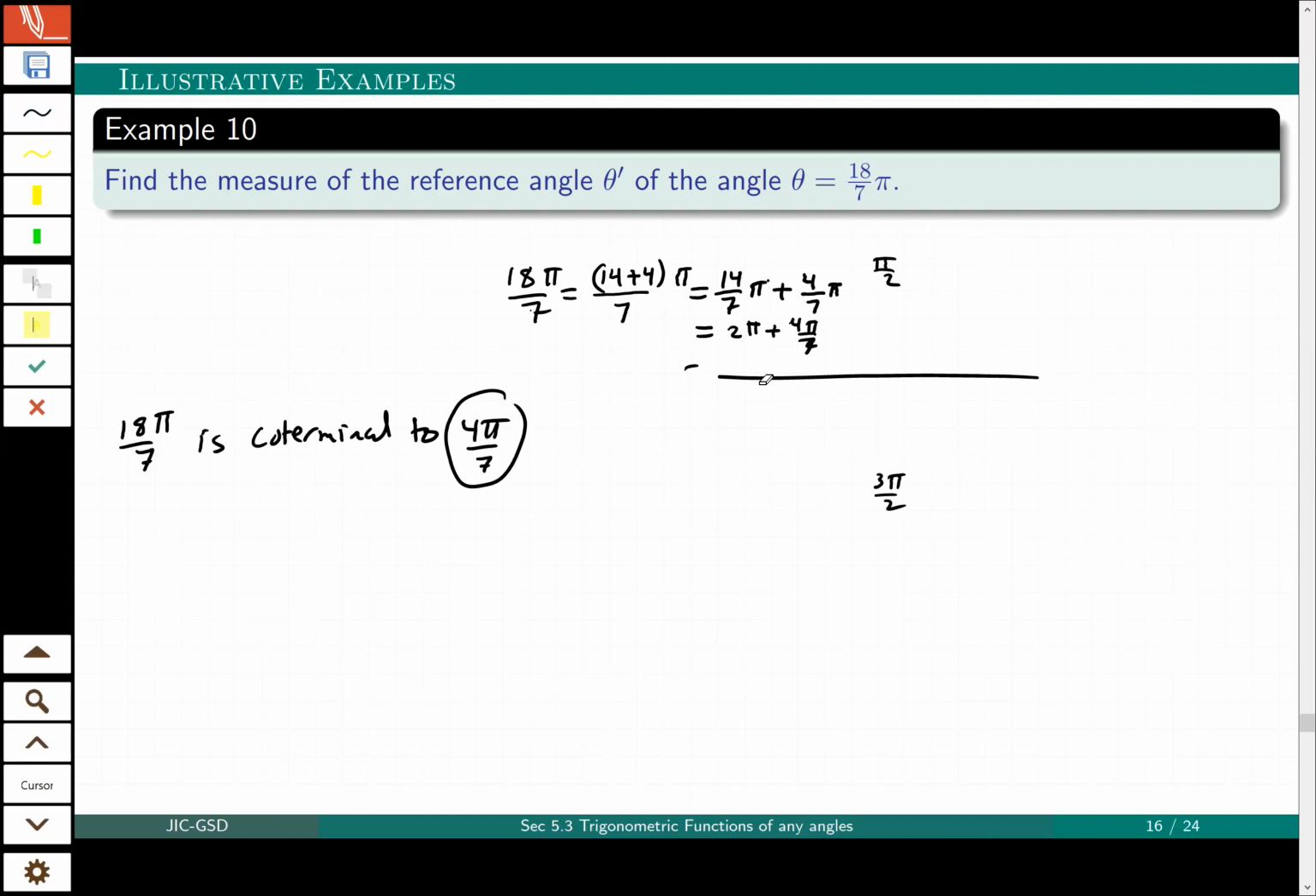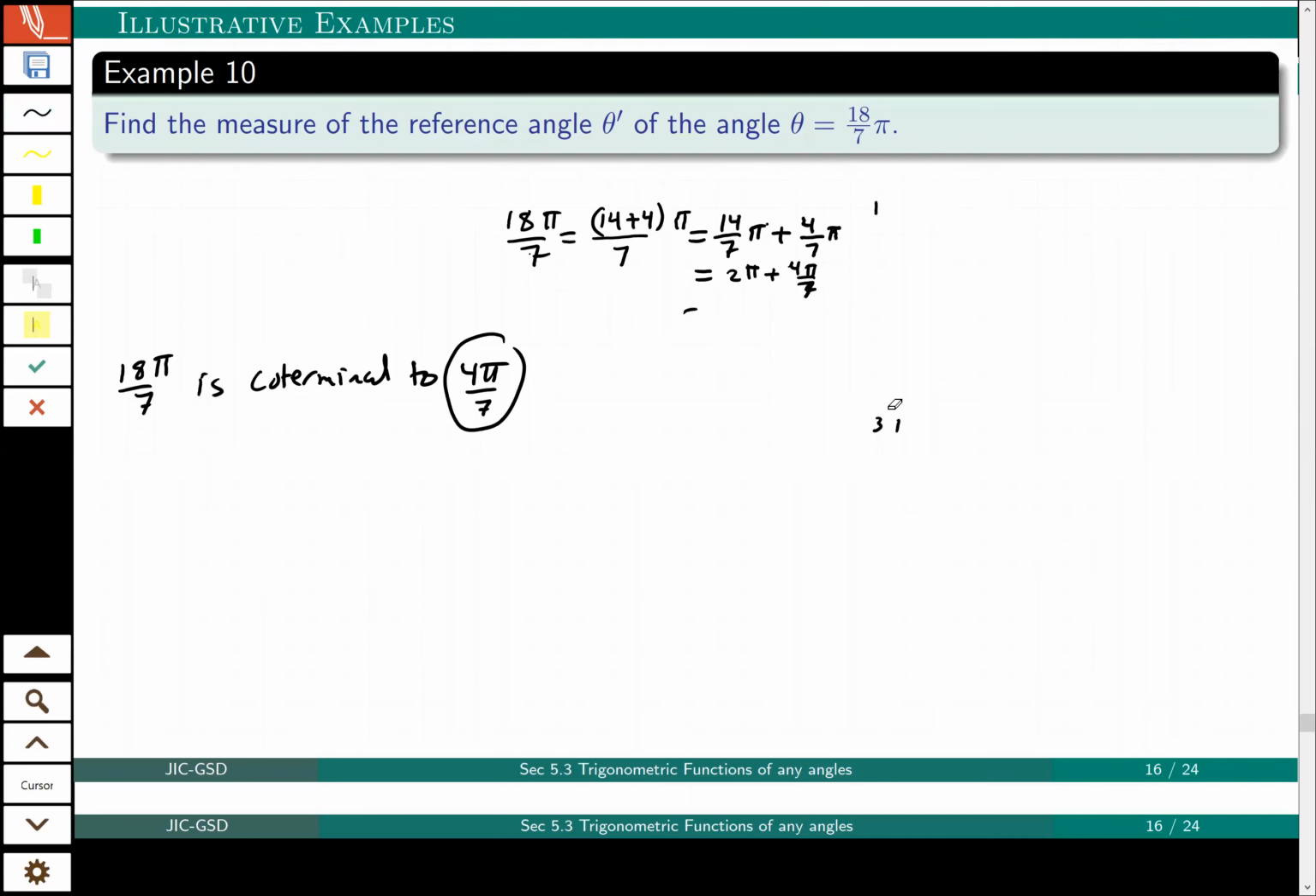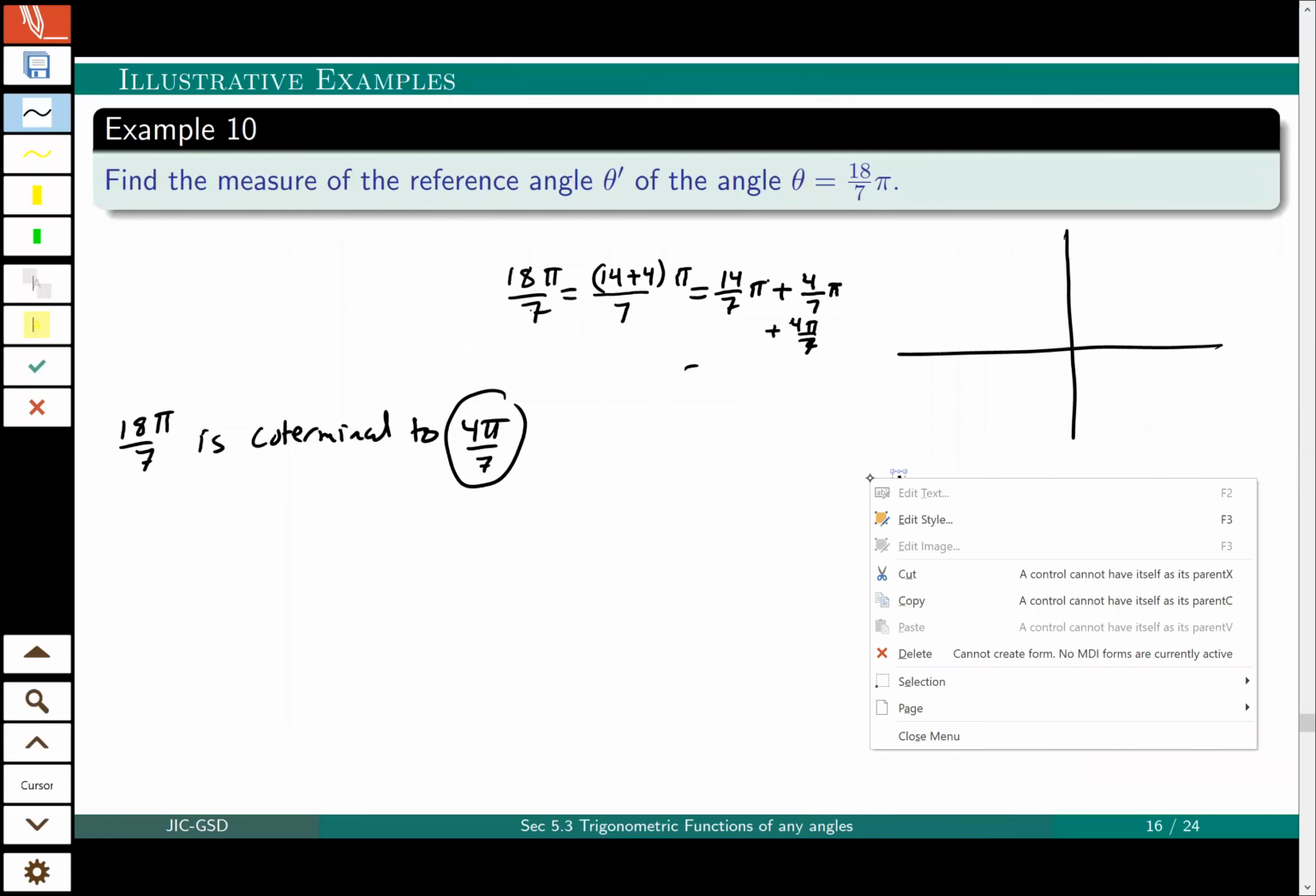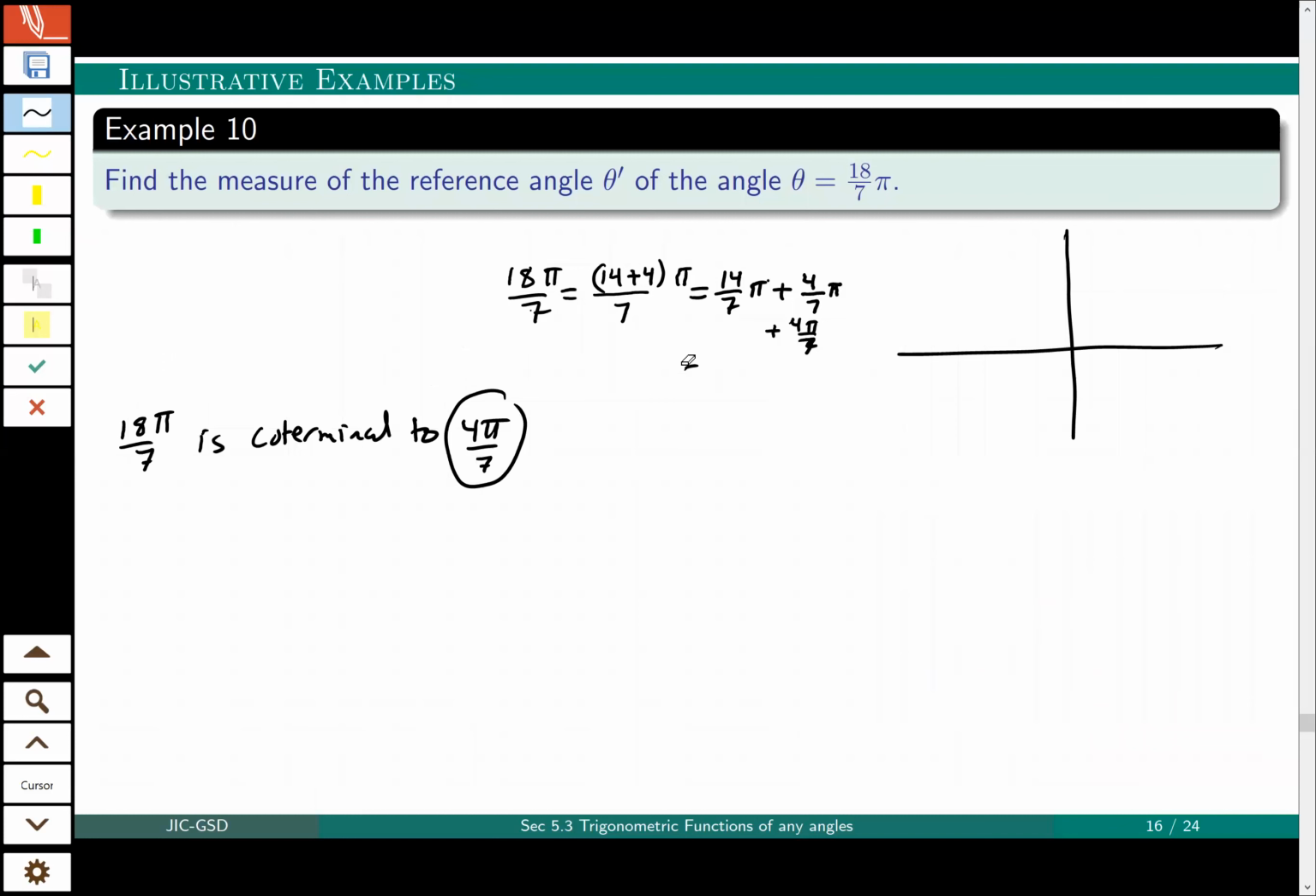Now, 4 pi over 7 in which quadrant? So first of all, we said we have to make it between 0 and 2 pi. 18 pi over 7, it's not from 0 to 2 pi, because we said 18 means 14 plus 4 over 7. 14 over 7, it's 2 pi, so it's coterminal to 4 pi over 7. Then we have to go and say, why this is not erasable? Okay, cut this one.